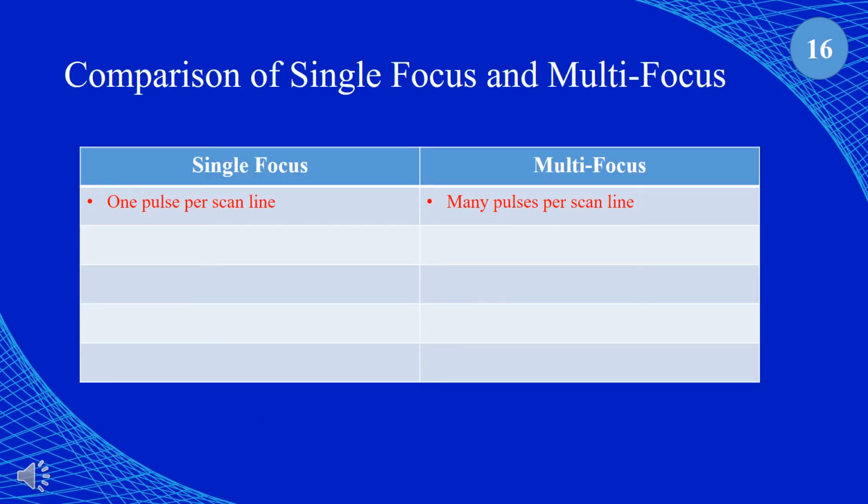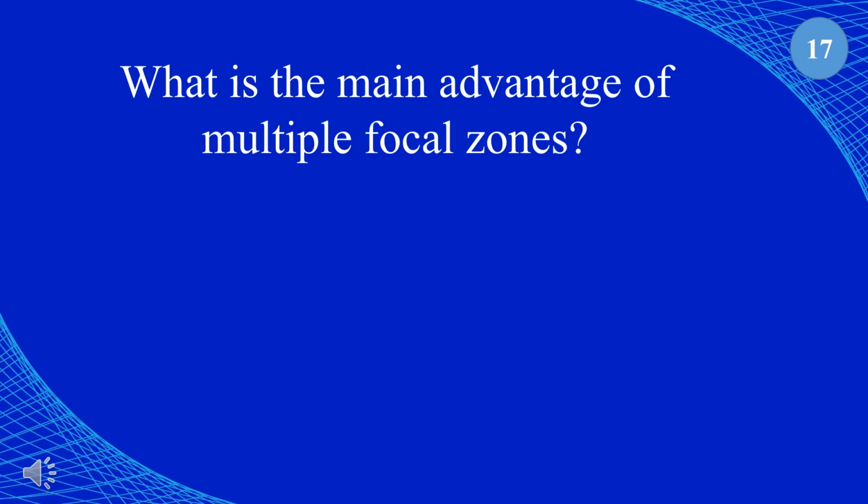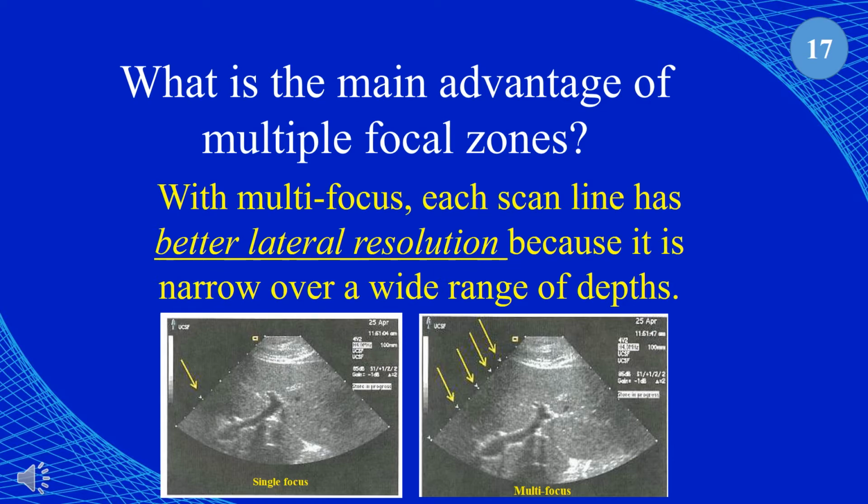Comparison of single focus and multifocus. Single focus has 1 pulse per scan line, while multifocus has many pulses per scan line. Single focus has a shorter T frame, while multifocus has a longer T frame. Single focus has a higher frame rate while multifocus has a lower frame rate. Single focus has a better temporal resolution, while multifocus has a diminished temporal resolution. Single focus has a poorer lateral resolution, while multifocus has an improved lateral resolution. What is the main advantage of multiple focal zones? With multifocus, each scan line has better lateral resolution because it is narrow over a wide range of depths.